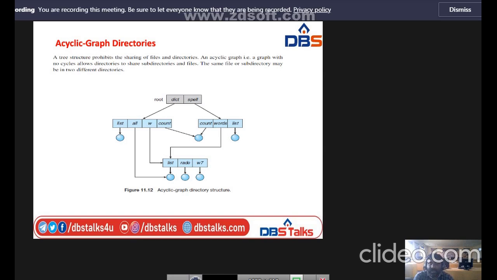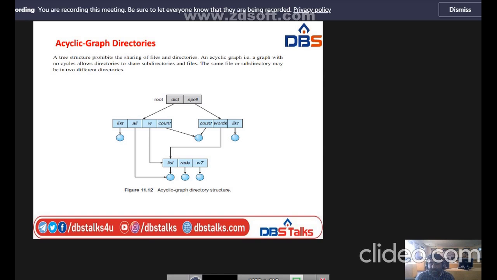The same file or subdirectory may be in two different directories. That is why we implement this: the same file or subdirectory may be in two different directories. With a shared file, only one actual file exists. Sharing is particularly important for subdirectories. Shared files and subdirectories can be implemented in several ways. One way is to create a new directory entry called a link. A link is a pointer to another file or subdirectory.